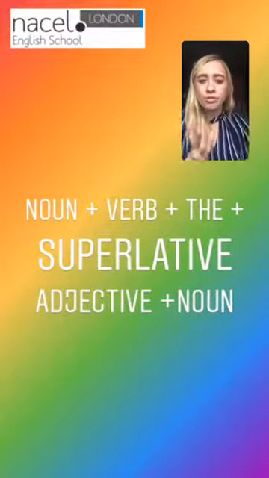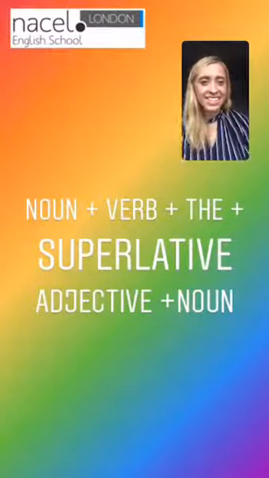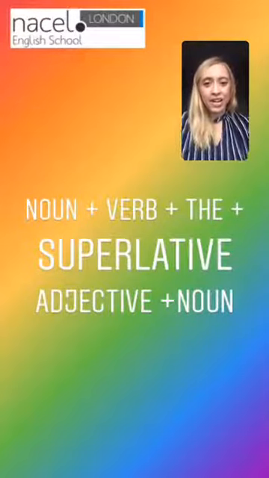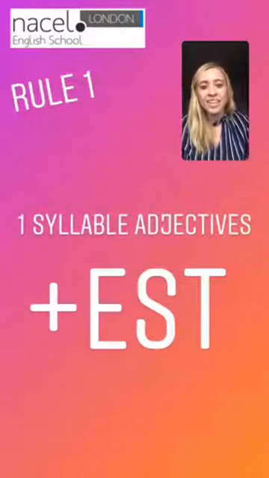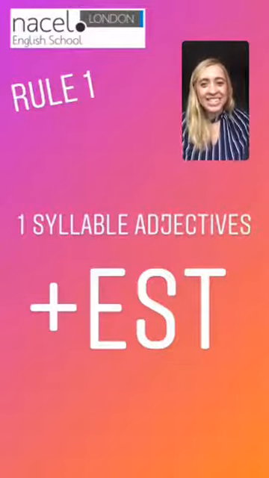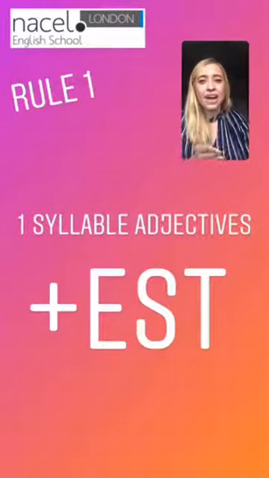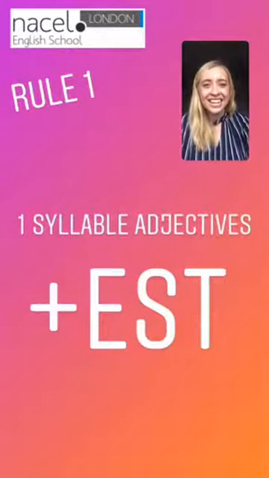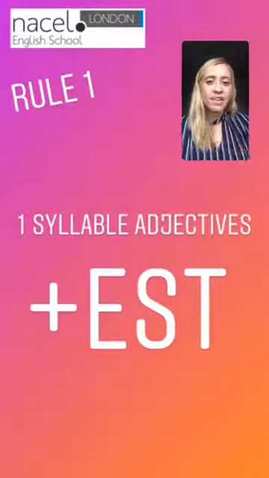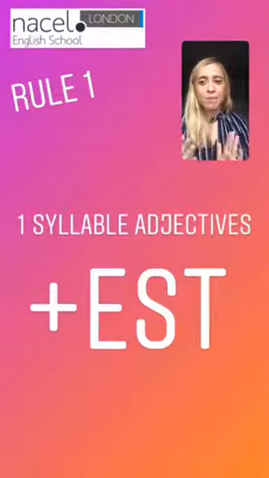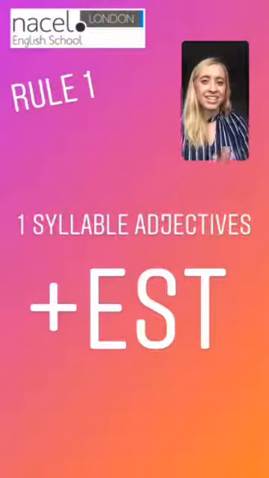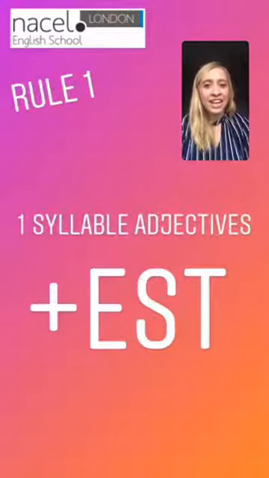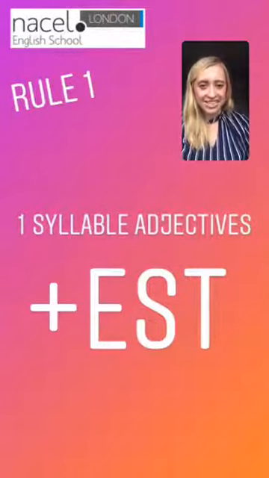So there are 3 rules about how to make superlative adjectives, and we're going to look at rule 1 now. Rule 1 is to do with 1-syllable adjectives. So what is a syllable? It is how many beats are in a word. So my name is Amber. This has 2 syllables, Amber. London has 2 syllables, London. So we're going to look at 1-syllable adjectives.